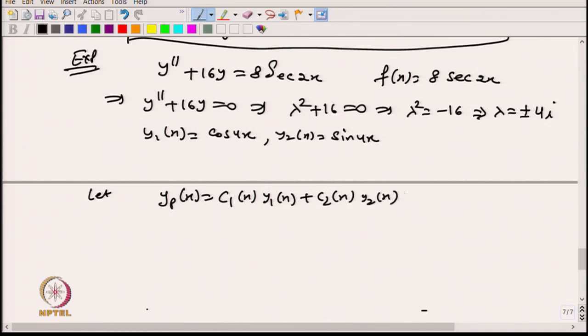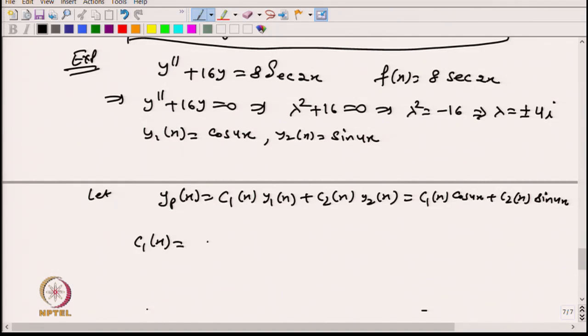So, from here, c1(x) cos 4x plus c2(x) sin 4x. Now, I know the formula to find c1(x). So, let us find the c1(x).